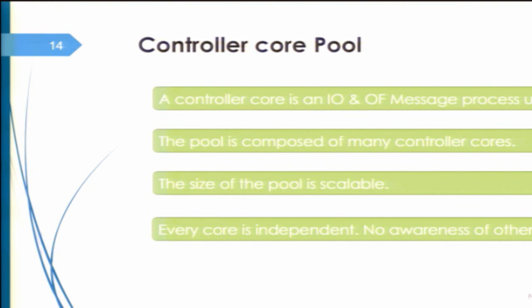Every core is independent from the others. That is, each core is not aware of other cores. But in this way, we can achieve some fault tolerance. If one controller core fails, other cores will evenly balance the load.